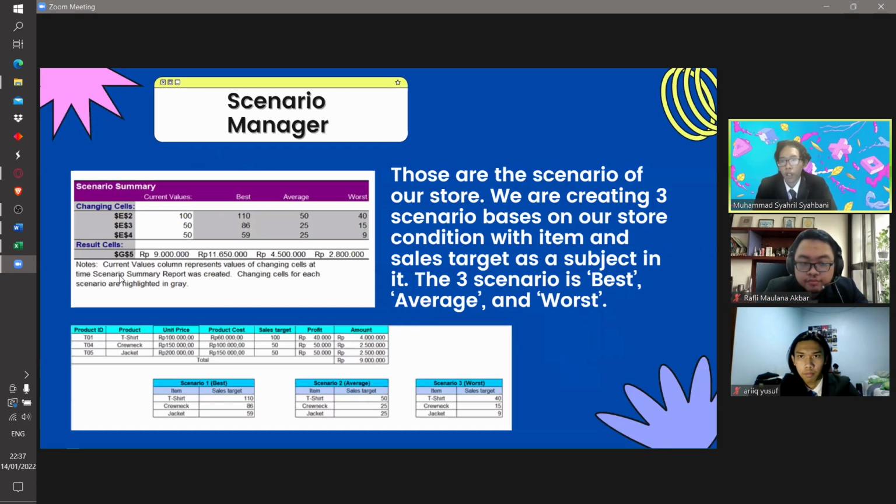What-if scenario manager. Those are the scenarios of our store. We are creating three scenarios based on our store condition with item and sales target as the subject. The three scenarios are best, average, and worst.